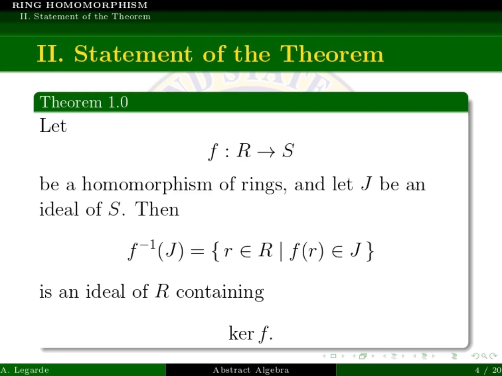Now, let us formally state the theorem. Let F from R to S be a homomorphism of rings, and let J be an ideal of S. Then F inverse of J, equal to the set of all elements r in R such that F of r belongs to J, is an ideal of R containing the kernel of F. In simpler terms, every element of R whose image under F belongs to J forms an ideal in R, and the kernel of the homomorphism is always included in that set.